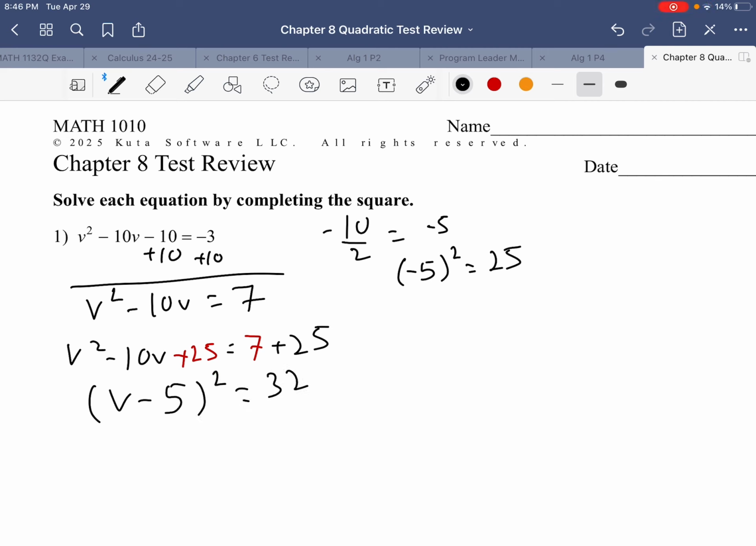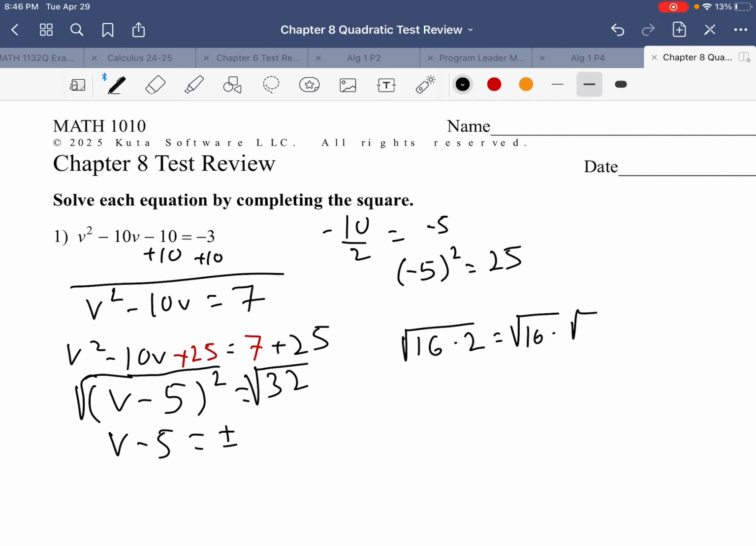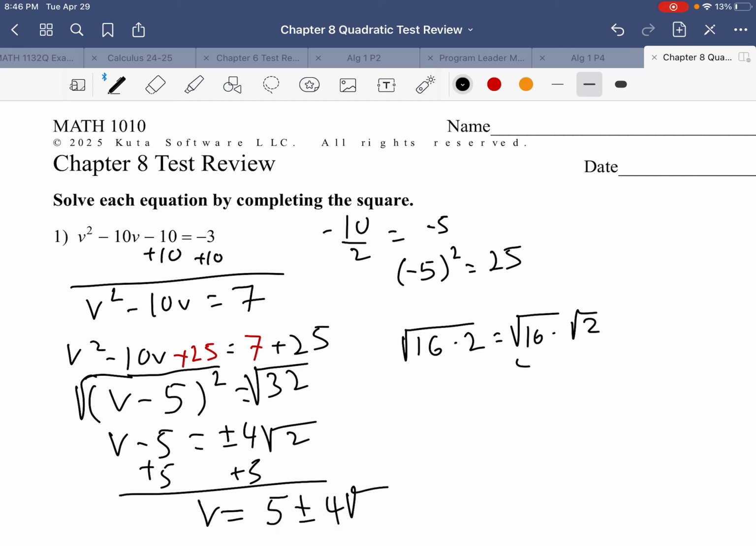squared equals 32. At this point, I'm going to take the square root of both sides of the equation. The square root of v minus 5 squared is v minus 5. The square root of 32 is going to be plus or minus. I can simplify 32 as 16 times 2, or 4 square root 2. So I'm going to add 5 on both sides of the equation, where my final answer is 5 plus or minus 4 square root 2.